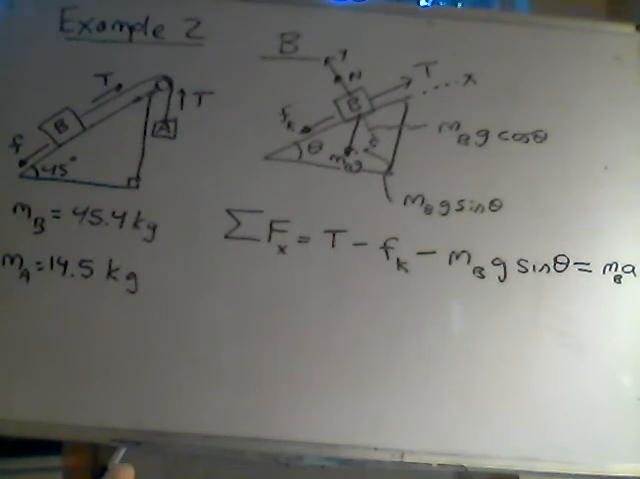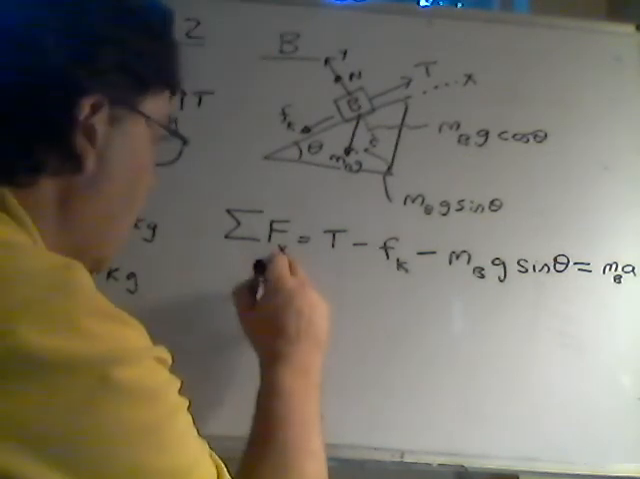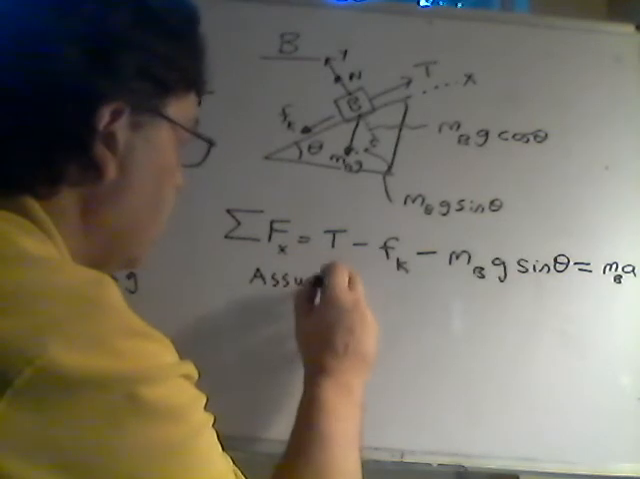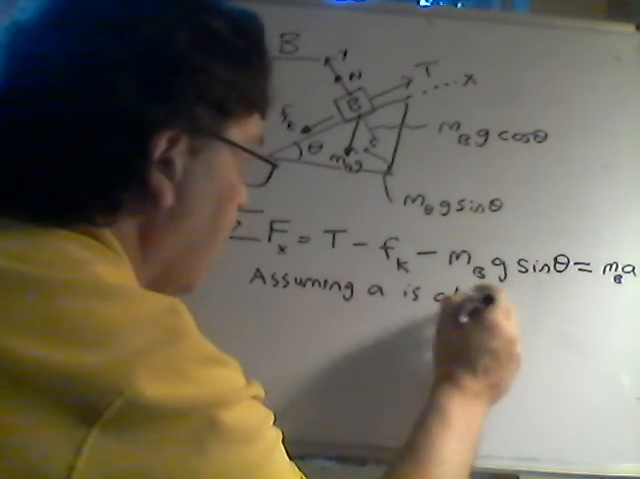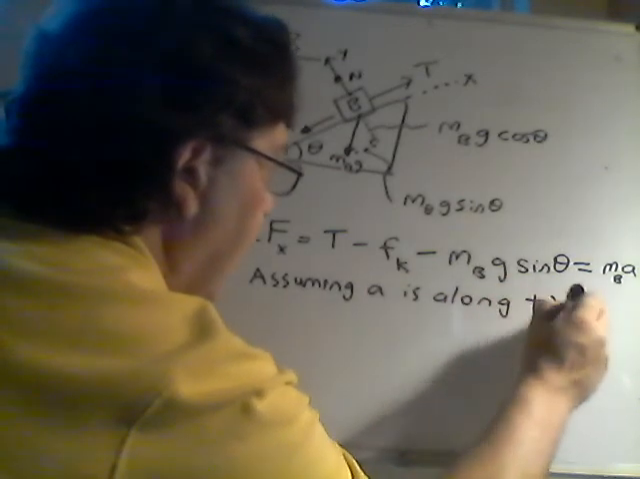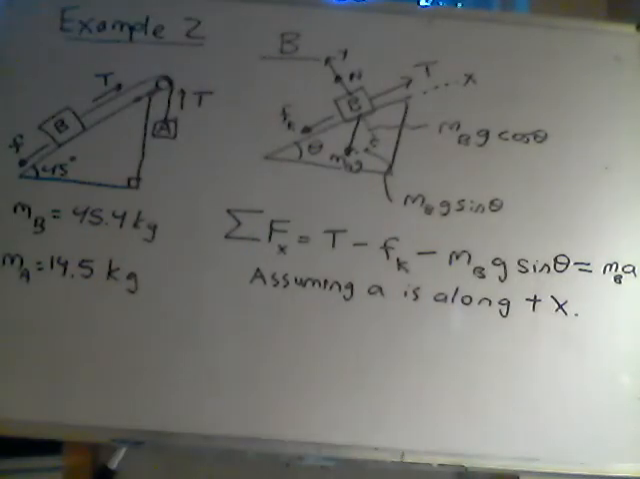I'm making the assumption that the acceleration is along positive x. If I'm wrong, that just means that the acceleration will be the opposite of what I thought, and instead it would be down the negative x. That's all. It's no big deal. I'll still get the right answer. All right. And so there's my x equation.